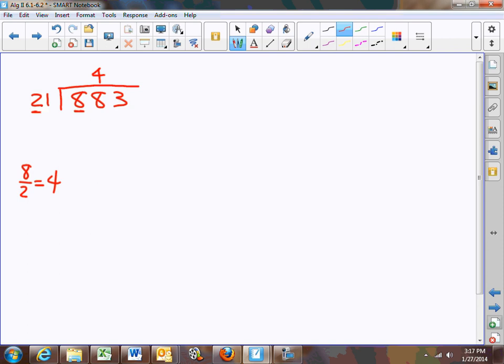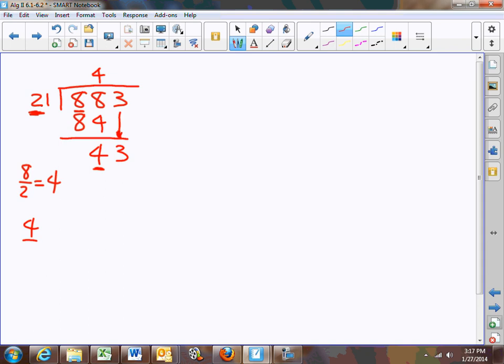4 times 1 is 4. 4 times 2 is 8. Now at this particular point, you're supposed to subtract 84 from 88. 8 minus 8 is 0, and 8 minus 4 is 4. Now, continuing the problem, you would bring down the 3, and you would again look at the 2 in the divisor, the 21, and the 4 in the number that we have down below the line, and you ask yourself, how many times does 2 go into 4?